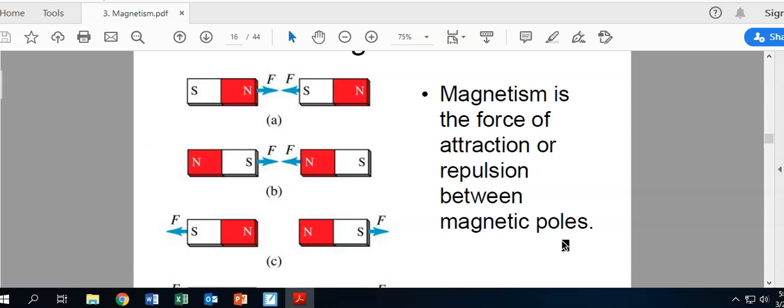And finally, we have the law of poles. Opposites attract and similar poles repel. So north attracts south, and north-north, south-south are repulsive.